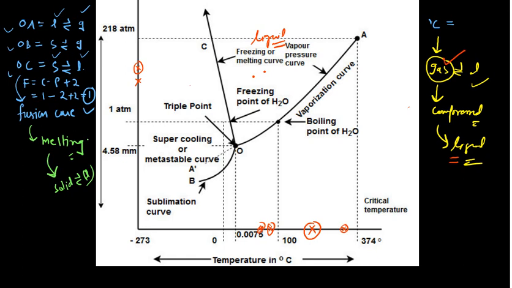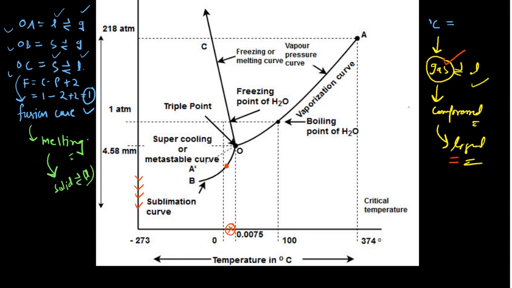Now again we can do the same thing here. First of all I am deleting this. Now in the curve OB, you select one point, say for example this point. Now what you do is fix the temperature and decrease the pressure. You are fixing the temperature and decreasing the pressure. So what will happen in that case?